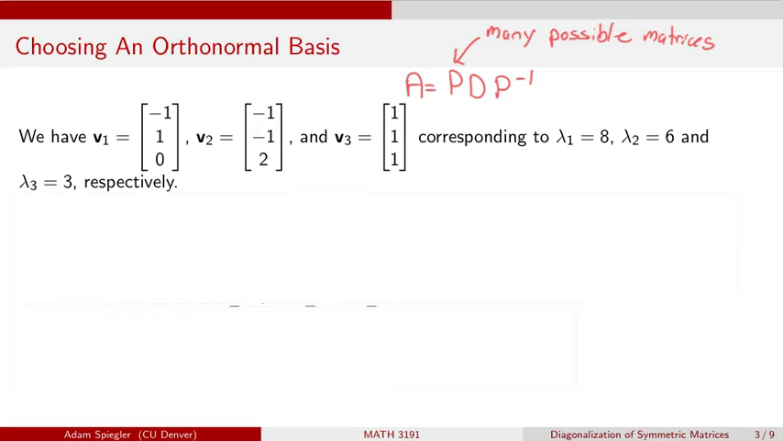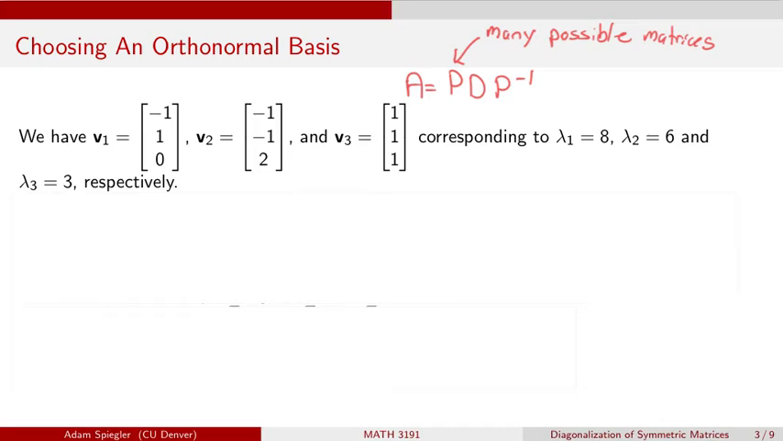So let's see what happens if I scale each of these vectors so that they're all unit vectors. The first thing I want to point out is if I take the inner product, the usual dot product, of v1 with v2, I get 1 minus 1. So v1 and v2 are orthogonal to each other.